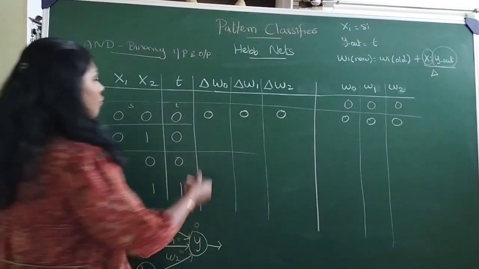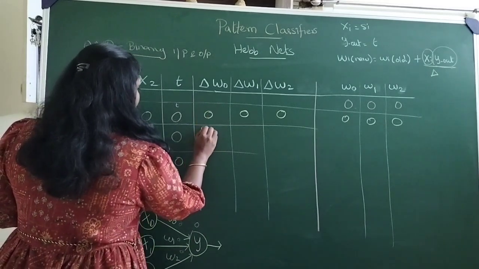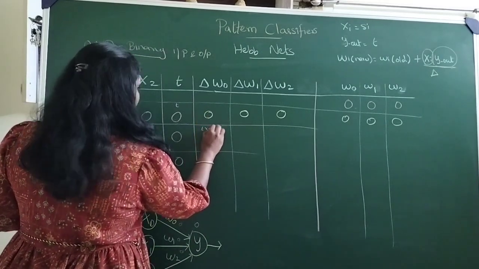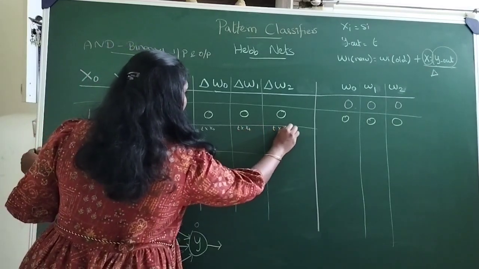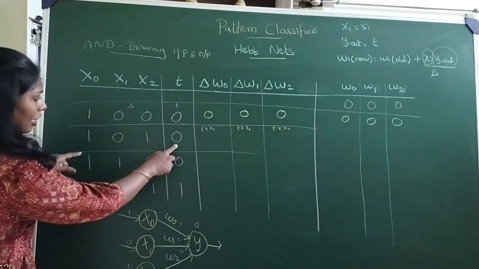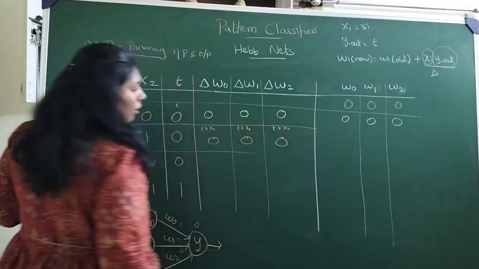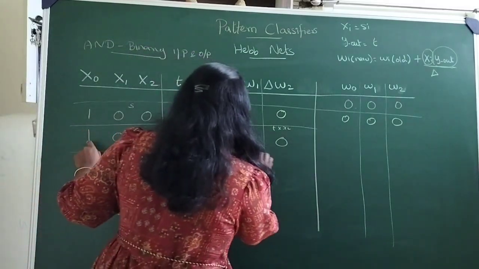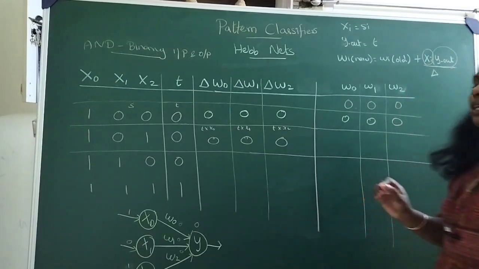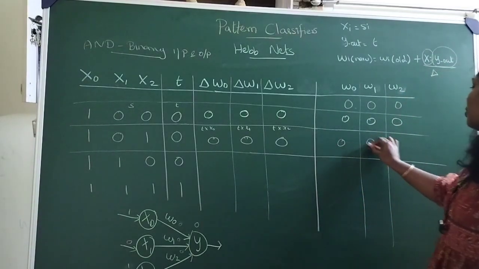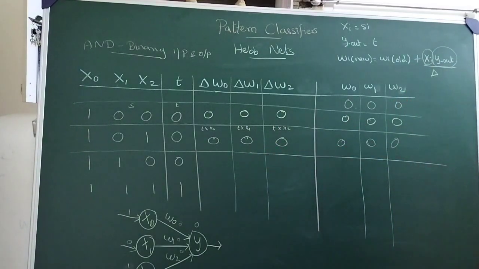So the adjustment of weight, I can write it, it is t into x0, t into x1, t into x2. So target value is 0. 0 multiplied by anything is going to be 0 for all. So for the second input pattern, I don't have any learning that happened over here. So my output is going to be 0 for all. The new value plus the old value, it is 0 plus 0 is going to be 0 for all.